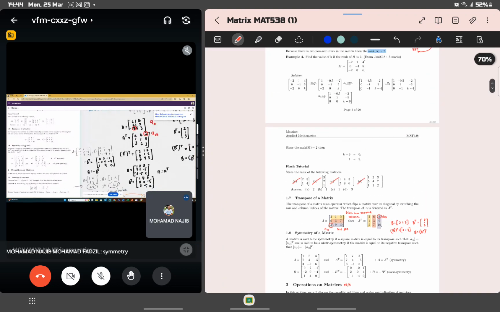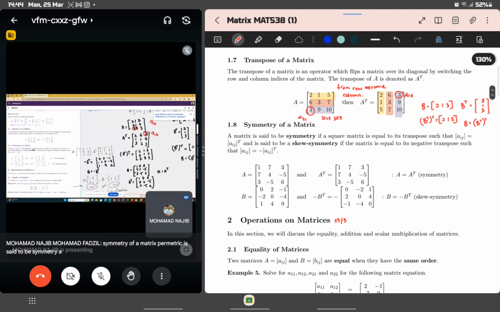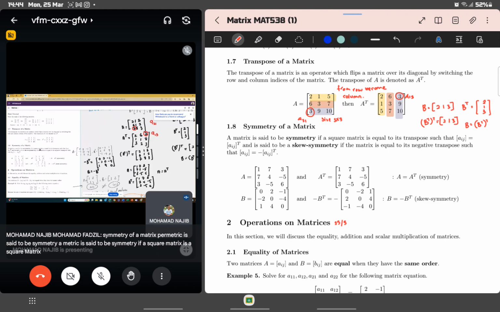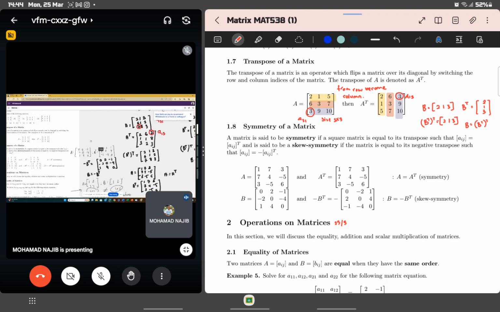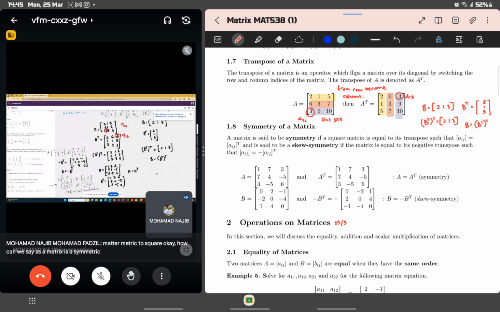Symmetry of a matrix. A matrix is said to be symmetry if a square matrix is a square matrix. For the transpose, it does not matter matrix itu square ataupun tidak, semua boleh. Semua matrix boleh cari. Sifat transpose ni boleh digunakan pakai untuk matrix sama ada square ataupun tidak. Tapi kalau simetri dia mesti square. Macam tapak tangan kita lah, dia mesti dua-dua sama. Kan? Simetri dia punya square. Okay, how can we say a matrix is a symmetric matrix or is symmetric?